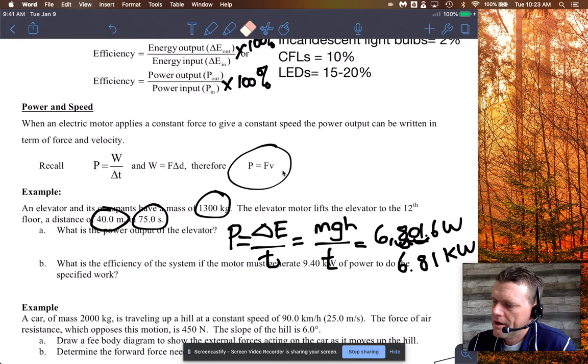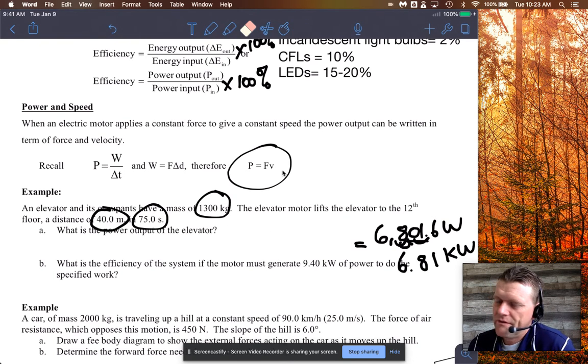Now, let me just clear this off here so you can see that. So now it says, what's the efficiency of the system if the motor must generate 9.4 kilowatts? Now, generate is a tricky vocabulary word in this context. Sometimes you might interpret that to be the output. For our purposes, when you see the word generate, that means input. That means how much goes into the system, okay?